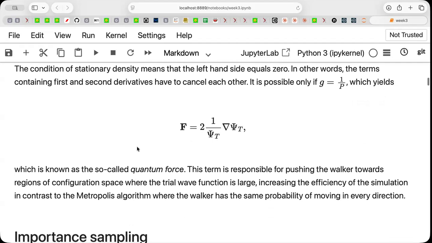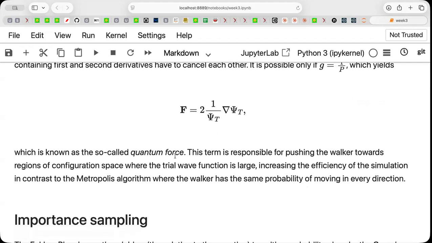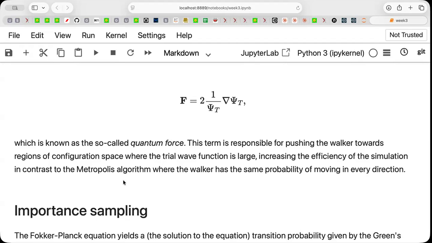So this is known as the quantum force. And this term is responsible for pushing the walker towards regions of configuration space where the trial wave function is large. And that means that when you increase the efficiency, this will actually increase the efficiency of the simulation, in contrast to what we call the brute force algorithm, where the walker has the same probability of moving in every direction. So you can think of this drift term, which is now related to the quantum mechanical wave function, as something which pushes the walkers in the right direction.